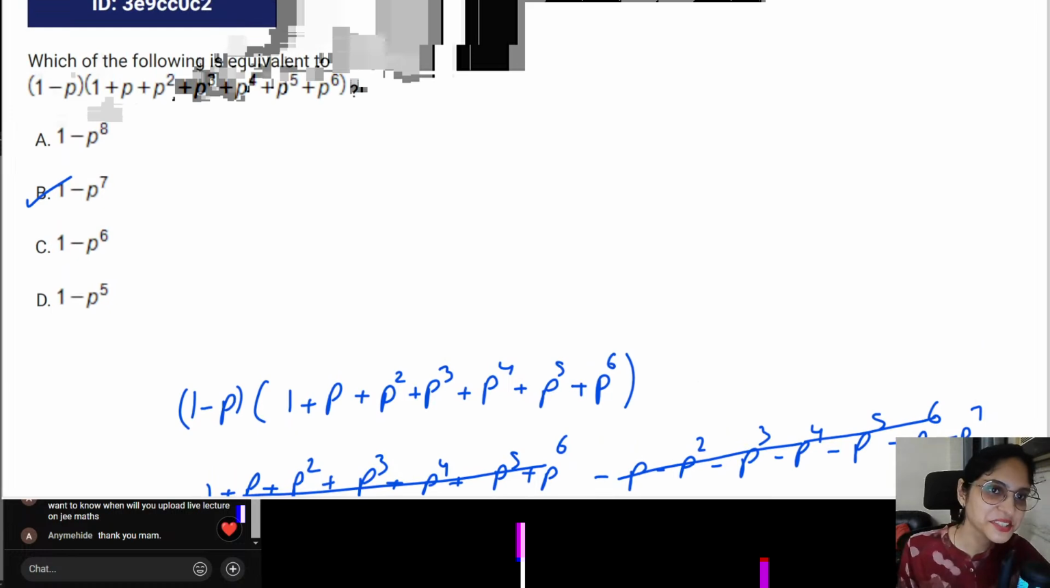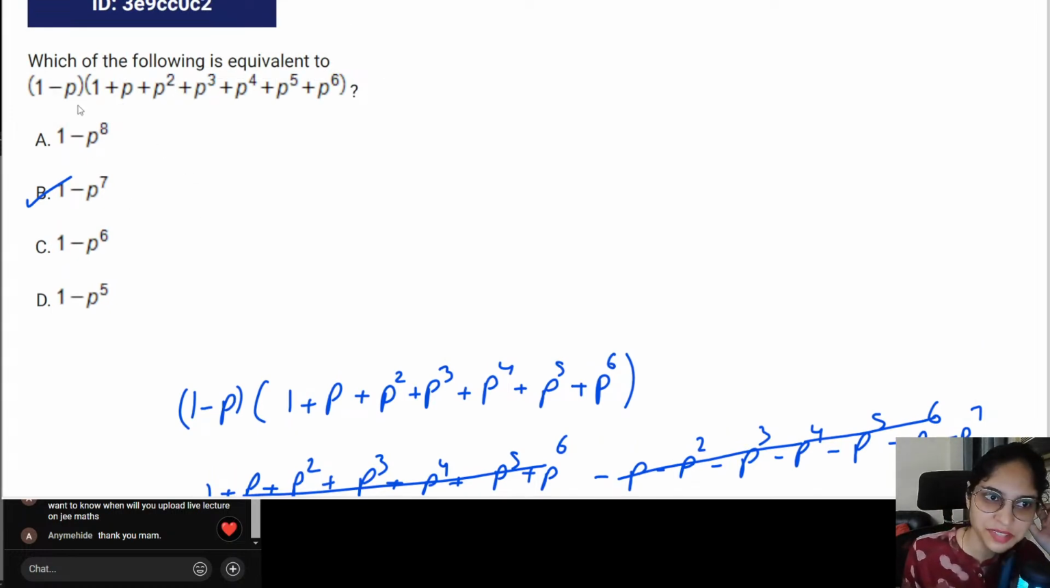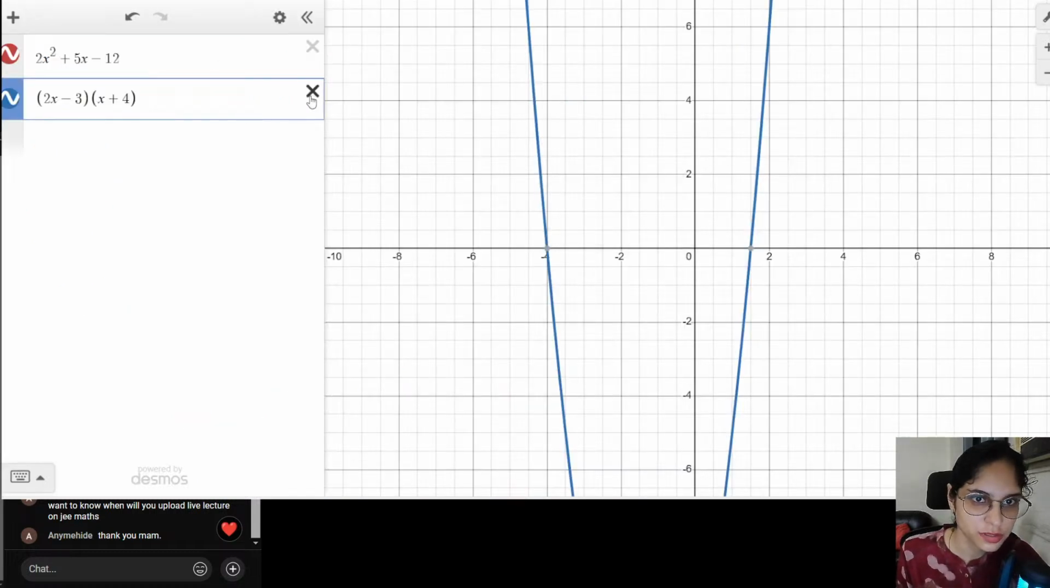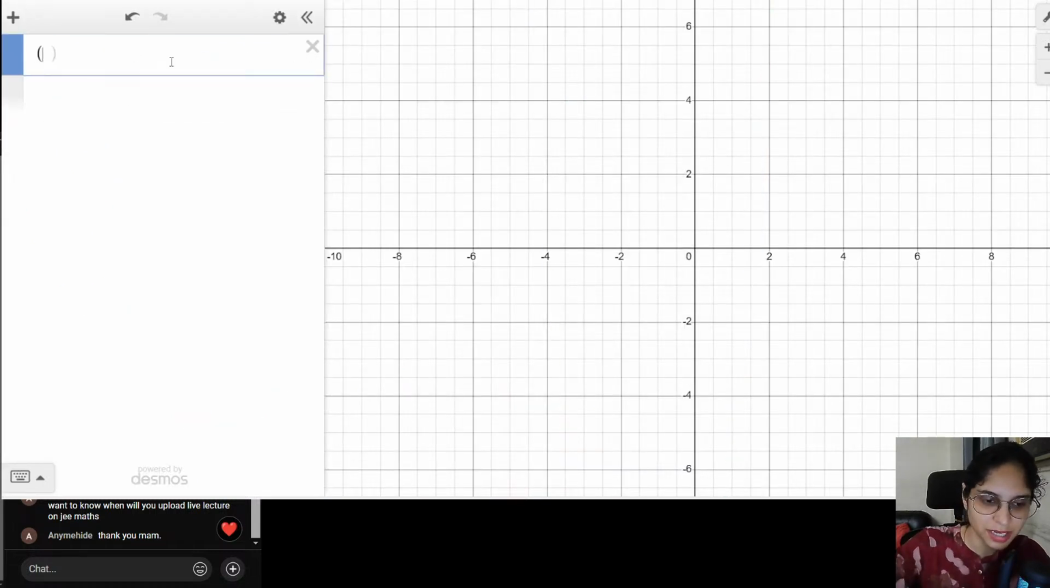Or the other thing, you can go to Desmos because there's only one variable, change p to x, you will get some graph and then just check all the options. But this is fairly easy. I don't think you should do that, but yeah, you can always do that.